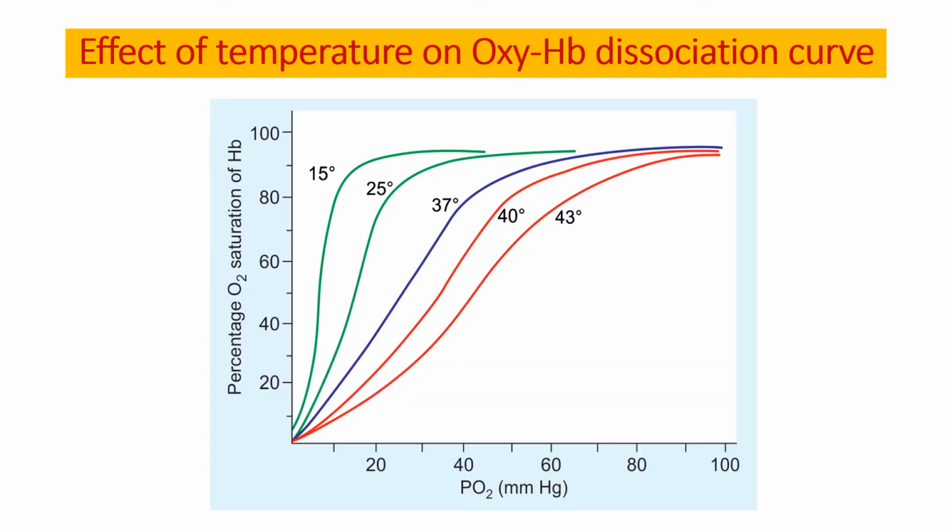Now coming to the effect of temperature on the oxyhemoglobin dissociation curve, you can see the curve: as the temperature is increased, there is a rightward shift of the curve, and when the temperature is decreased, there is leftward shifting of the curve.